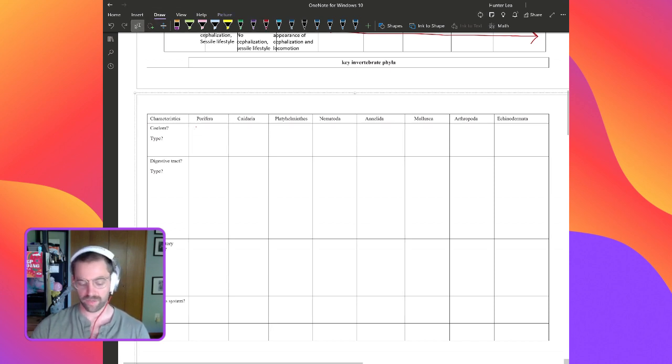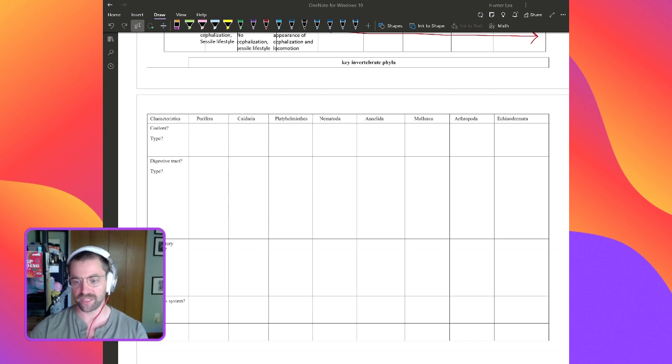So now we're into porifera. So what is a coelom? I'm gonna get you an actual definition. So you can categorize a lot of critters by whether they have a true coelom, a true body cavity, located between what would be the intestinal canal and the body wall.